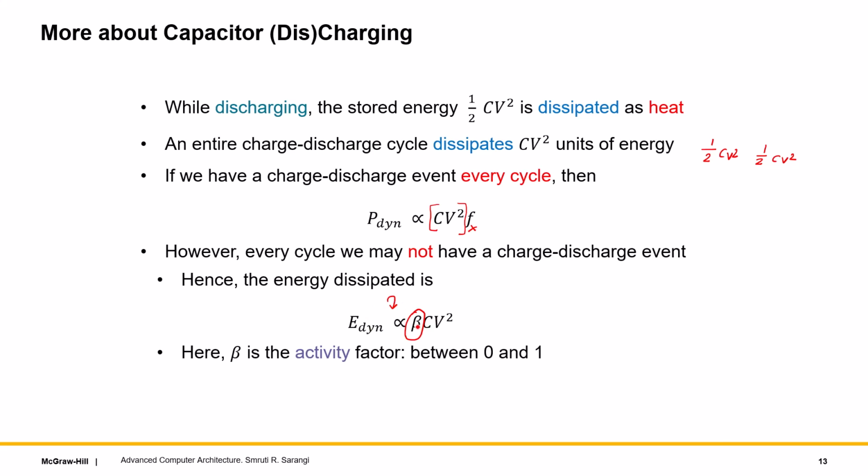So this equation over here, E dynamic, energy dynamic, will get multiplied with a factor called the activity factor, which will be a number between 0 and 1. 0 would indicate no activity at all, and 1 would indicate full activity, which means that every cycle it is active, it's either charging or discharging. So keeping this in mind, let us move to the next slide. So this was reasonably straightforward.